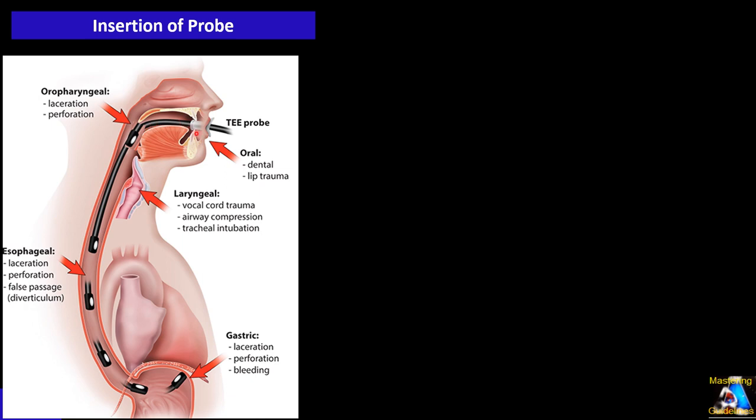Under direct visualization, insert into the oropharynx. Then at the level of the oropharynx, decrease the angle or bending of the probe a little, make it less, and slowly push through the oropharyngeal level above the epiglottis, pushing the probe toward the posterior wall so that it doesn't hit the epiglottis or laryngopharynx at this level.